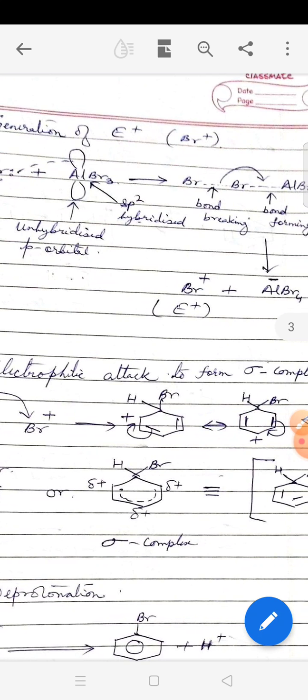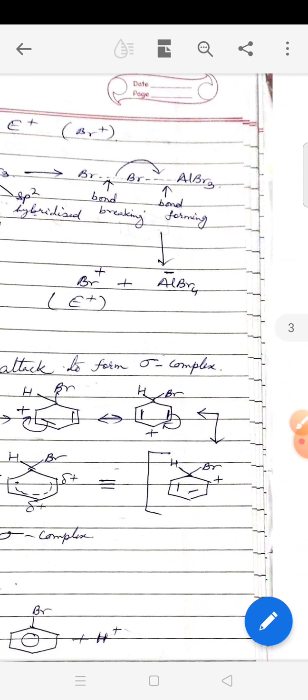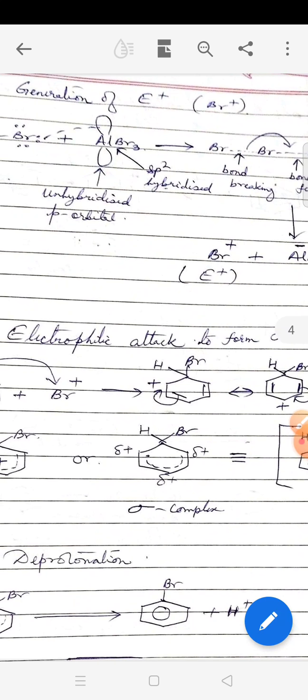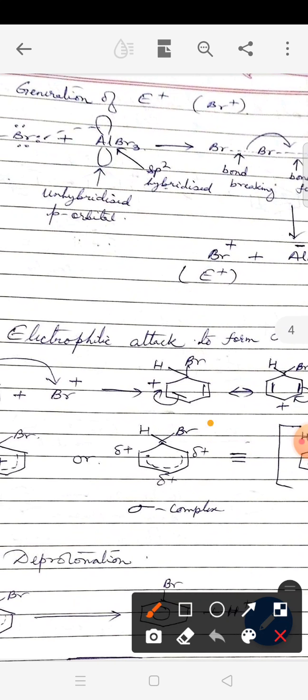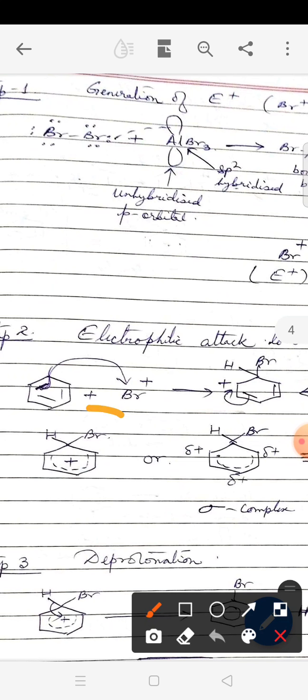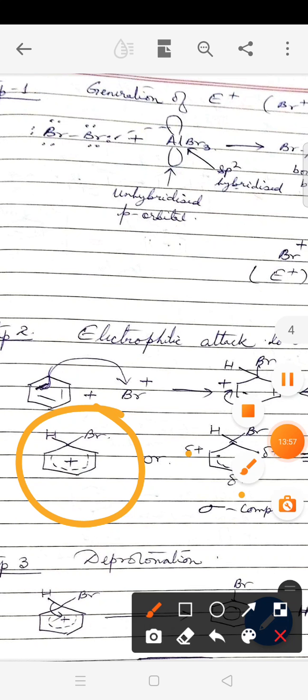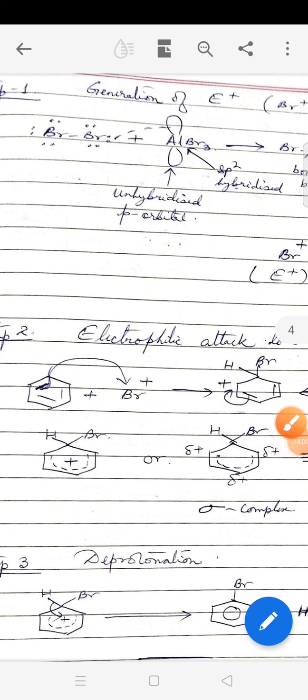Now this positively charged carbocation will stabilize itself by a process called resonance, which we have done last year. Please check, to form a resonance stabilized sigma complex. This is the sigma complex. There are 2 ways the sigma complex can be written. Another way is this. So what is the difference between the two? In one you can see we have shown delta plus in 3 different corners wherever they have acquired the positive charge, and here we have shown delta plus at the center. Both mean the same thing.